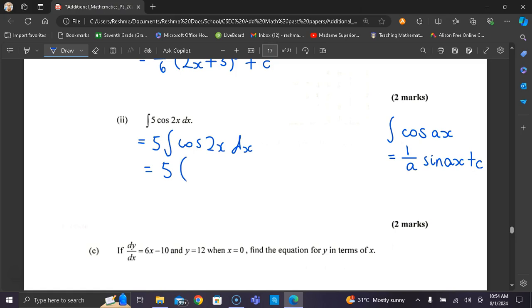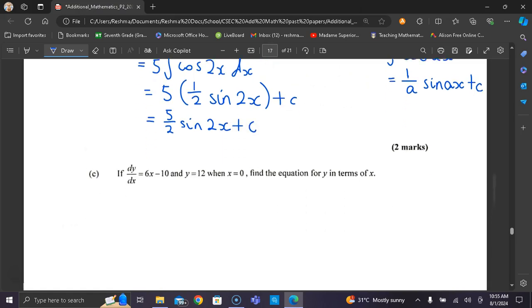So it will be 5 times the integral of cos 2x, which according to the rule would be half sine 2x. Of course, in this case, a is 2, plus c. So we just multiply out 5 times a half, which is 5 over 2. So it's 5 over 2 sine 2x plus c. And that's your 2 marks.